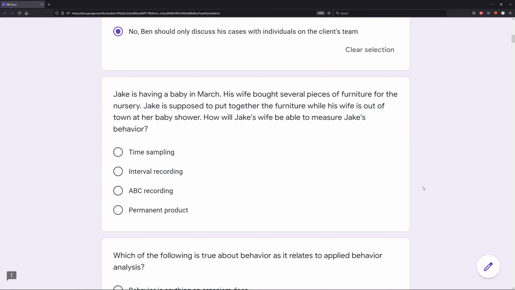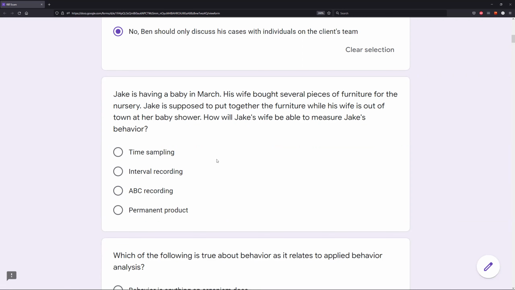His wife says, I'm going to measure what you do, even though I'm out of town. How will she be able to do that? Okay, she can't directly observe Jake building this furniture. So what is she going to do? Is she going to use time sampling? Well, in order to use time sampling, like momentary time sampling, we need to actually observe the behavior happening. She's not observing again. So what is she going to do?